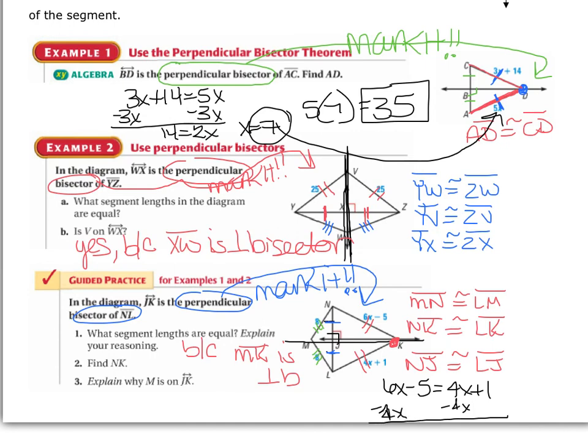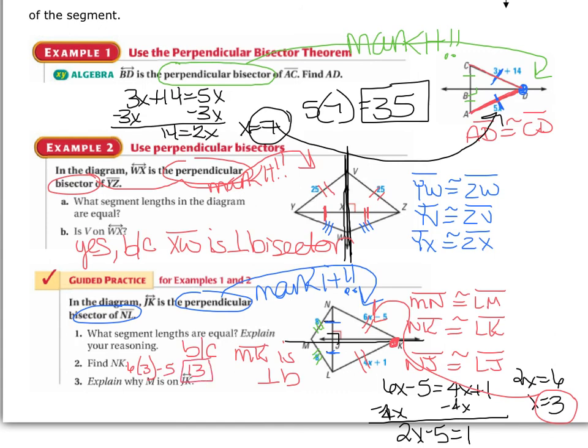like the mad solving geniuses we are. So 2x is equal to 6, x is 3. So remember, that's not the length it asked for. It wanted NK. So you've got to take that 3 and we're going to plug it back in. So 6 times 3, 18, minus 5, NK is 13 units.